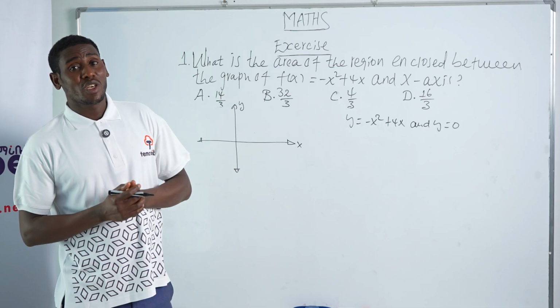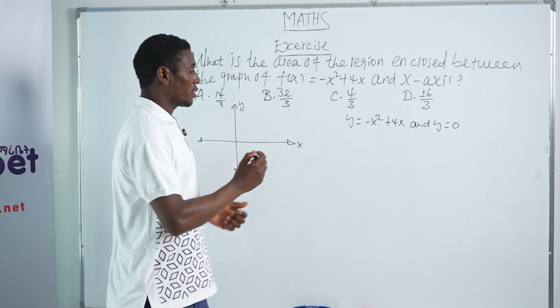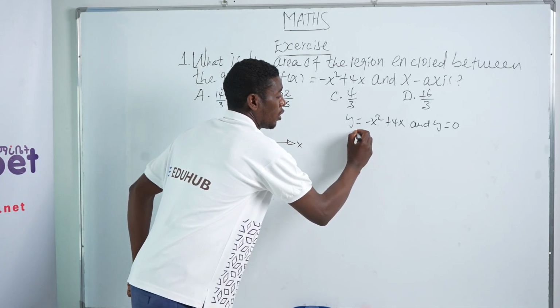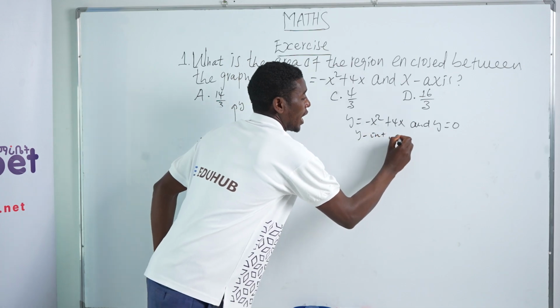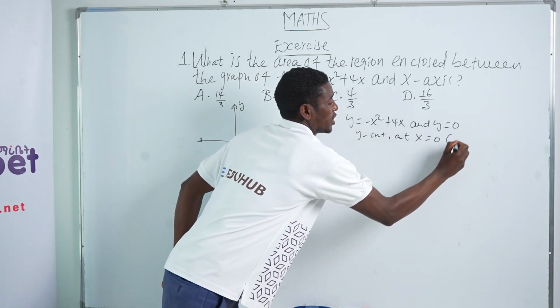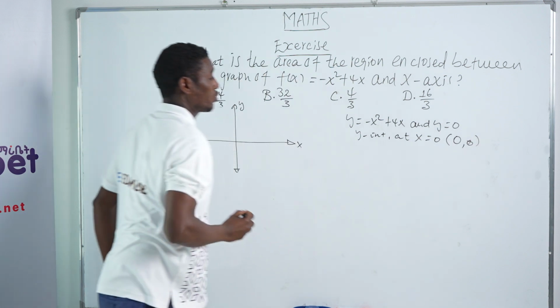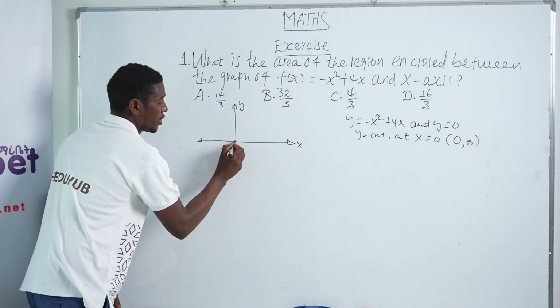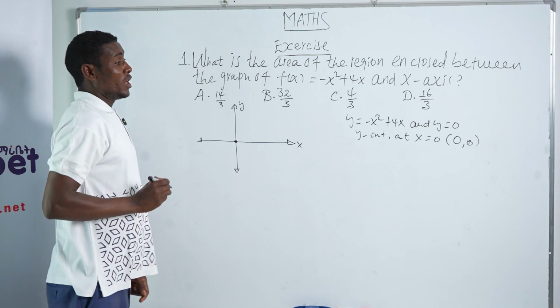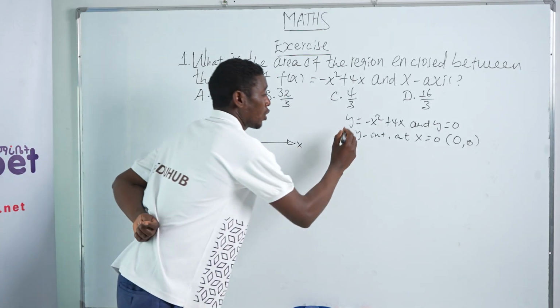The next step is intercepts, y and x intercepts. The y intercept is at x equals 0, that is when x equals 0, y is 0. So the y intercept is the origin. The other one, the x intercept, means at y equals 0.